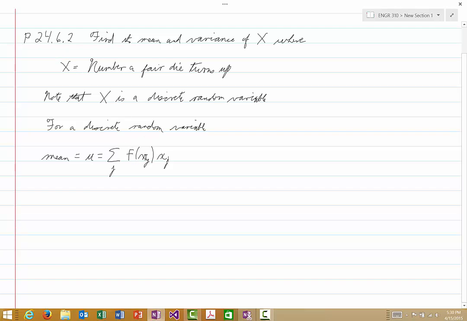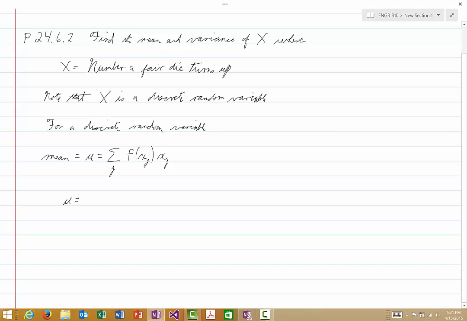And little f of x sub j, remember, little f is the probability. When we're talking about discrete random variables, this is called the probability function, and f of x sub j is the probability that the random variable has the value x sub j. So we just take each value that the random variable can assume and multiply it by the probability that the random variable does assume that value. And we do that for each of those values and then add it all up, and that is the mean. So let's do that for this case.